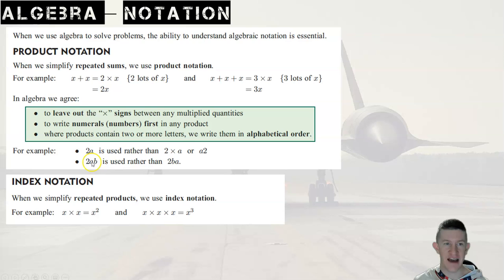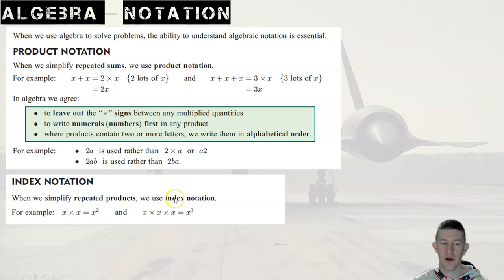The other one is that if I have multiple letters here, so 2ab is 2 times a times b, and we just drop the multiplication again. And the other convention is we generally would order the alphabetical sequence. So I would write 2ab, not 2ba. Doesn't really matter a whole lot, but it's really just a good convention to be neat that we follow the alphabetical system, and it makes everything consistent as we go through.